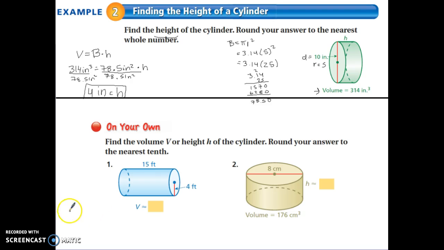In number 1, since we're trying to find the volume, all we're going to do is use our formula where V is equal to the area of the base multiplied by the height. Since the area of your base is a circle, we'll use 3.14 times your radius, which is 4 squared, or 3.14 times 16, which is 50.24.